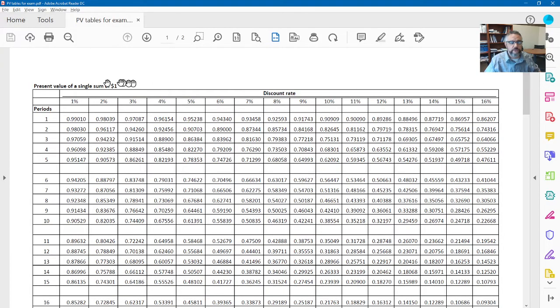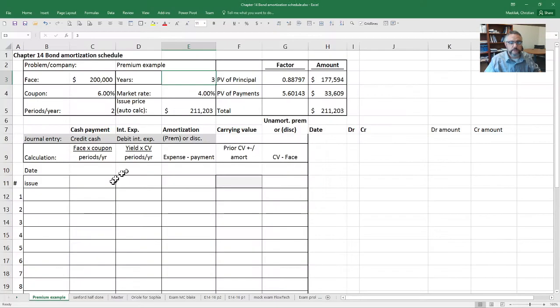So we've got to find our present value of a single sum table, 2% for 6 periods, and our present value discount factor is 0.88797. And so if we take our present value of the principal, $200,000 times 0.88797, present value of the principal is $177,594.